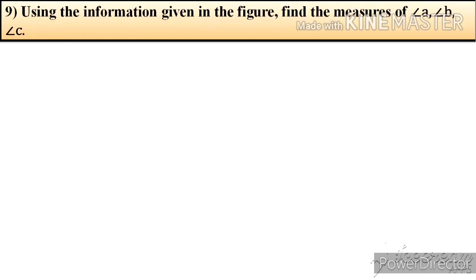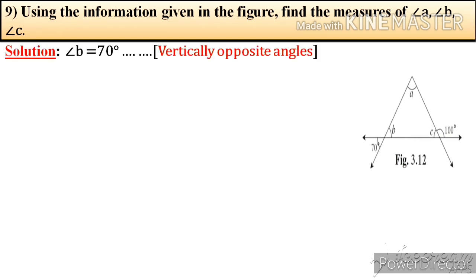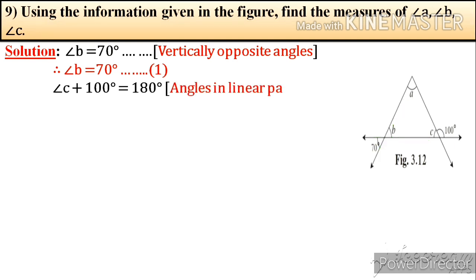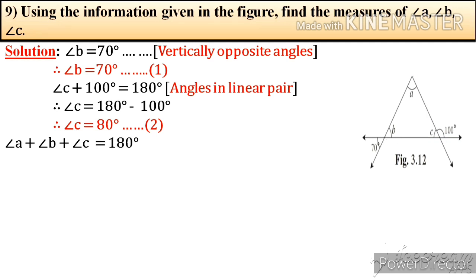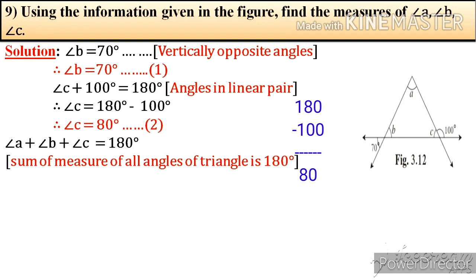Question number 9. Using the information given in the figure, find the measure of angle A, angle B, angle C. Solution. Angle B equal to 70 degree, vertically opposite angle. They form vertically opposite angle. Therefore, angle B is 70 degree. Give the equation number 1. Angle C plus 100 degree equal to 180 degree. They form angle in linear pair. Now, 100 degree will shift to the right side, become minus 100 degree. Therefore, angle C equal to 80 degree.